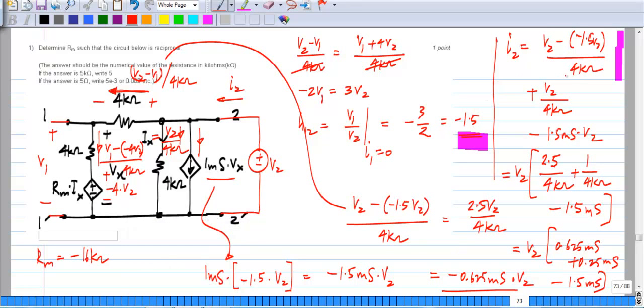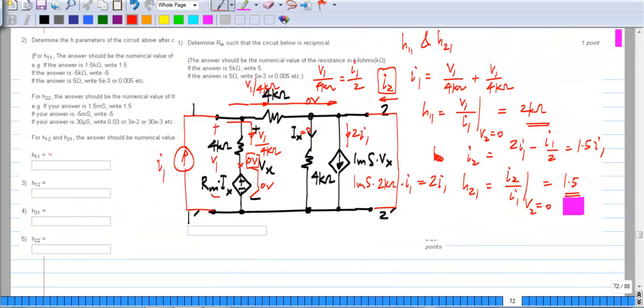So H22, which is I2 by V2 with port 1 open circuited, is minus 0.625 millisiemens. Okay. So H11 is 2 kilo ohms, H22 is minus 0.625 millisiemens, and H12 is minus 1.5, H21 is plus 1.5. Okay, those are the answers.